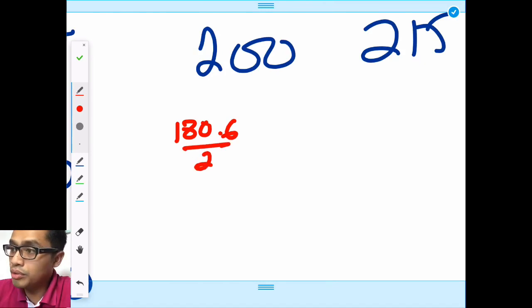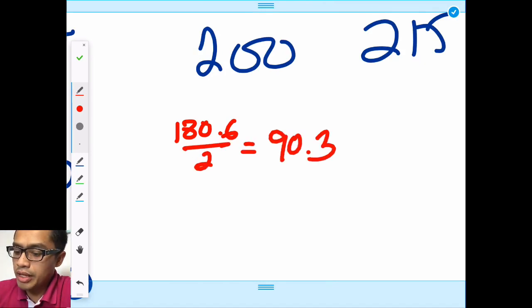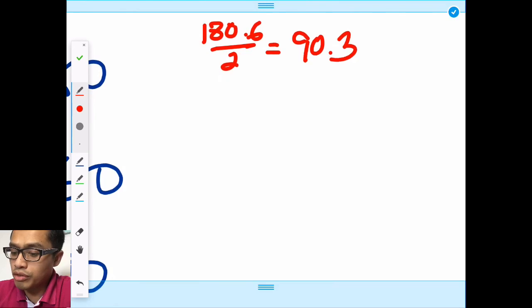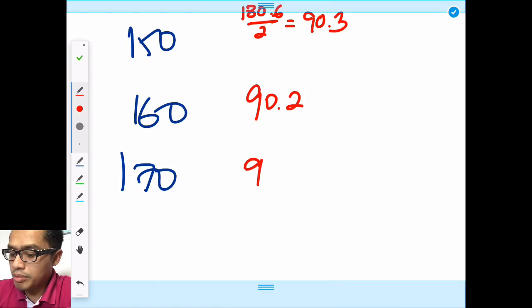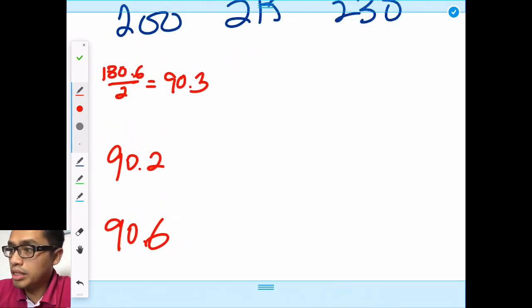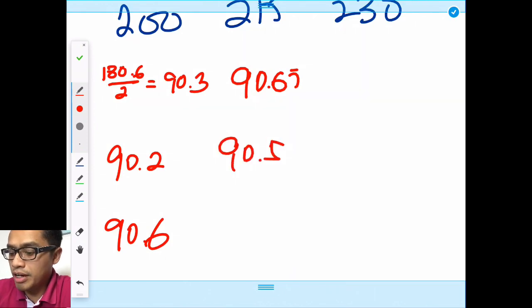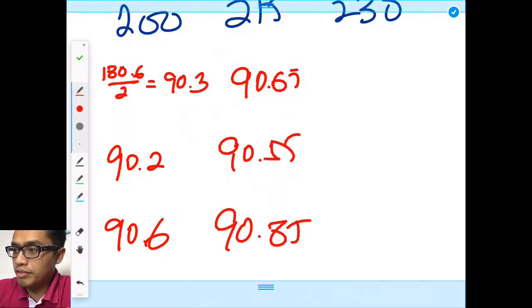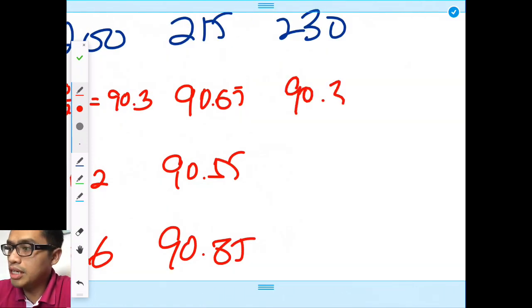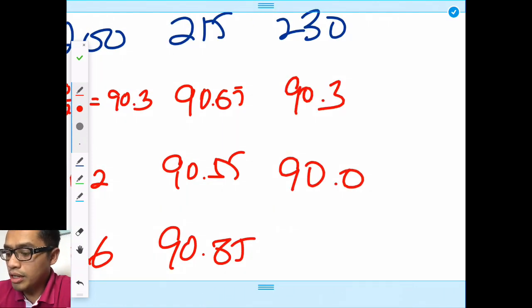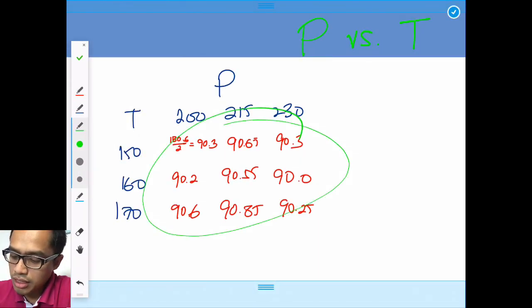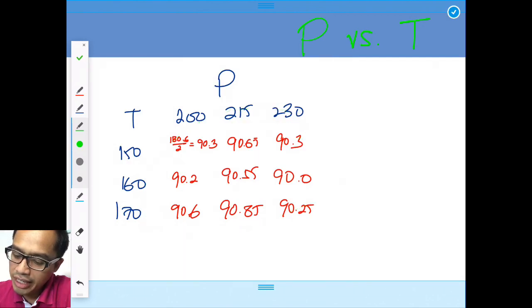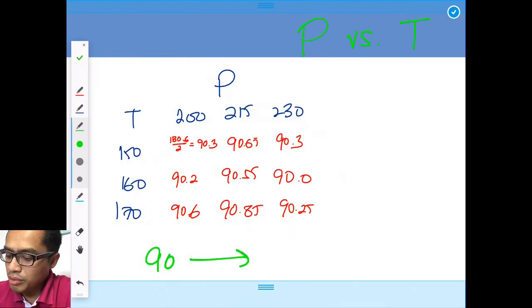0.6 divided by 2, you'll get 90.3. So all of them divide by 2 because we have two replicates, right? So this is 90.2. This is 90.6. This one will be 90.65. This one is 90.55. 90.85. This one is 90.3. 90.0. 90.25. So from all of these results, you can see that it starts around 90 to 91.